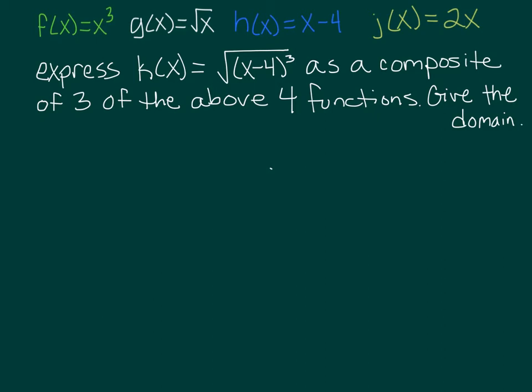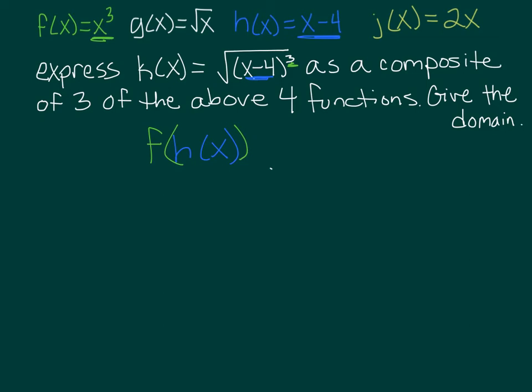So what I do here is I start with the innermost part. And I say, okay, x minus 4, I'm probably going to use h of x, right? And I'm probably going to put that on the inside. And then I say, what am I doing to x minus 4? Well, I'm cubing it. And if I'm cubing it, the thing that cubes x is f. So I'm going to put h of x inside f. So f of h of x takes care of x minus 4 and then the cubed part.